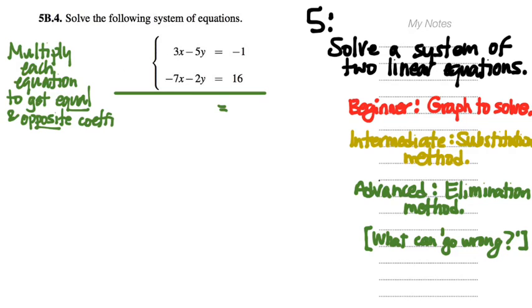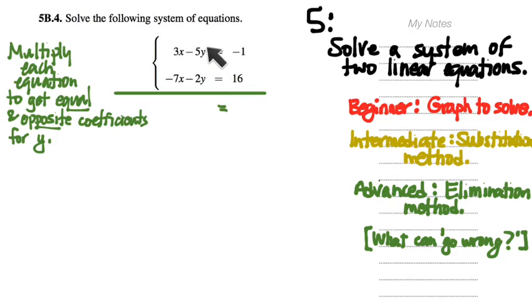Equal and opposite coefficients. Let's say for y, if I'm targeting y for elimination. So I guess here's my question. Is there a number that I can multiply 5 by and a number that I can multiply 2 by that will make the resulting products have equal value?